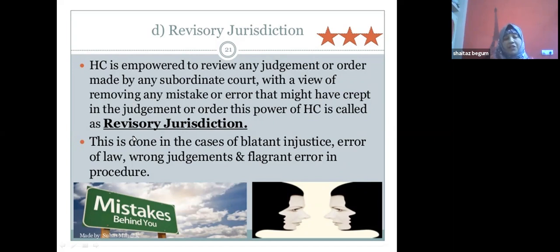This revisory jurisdiction is exercised in cases of injustice in previous cases by the district courts, or where some wrong judgments have been given earlier. Such judgments are reviewed, and the correct judgment is passed by the High Court. So such a function of the High Court is called revisory function or revisory jurisdiction.